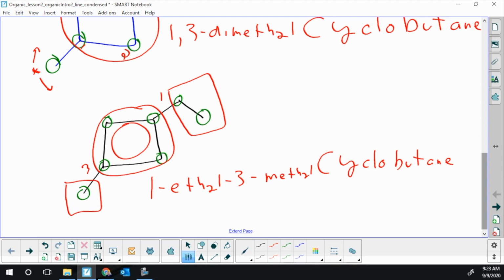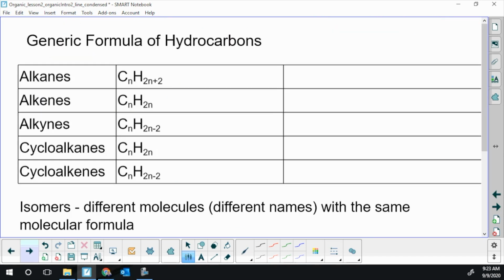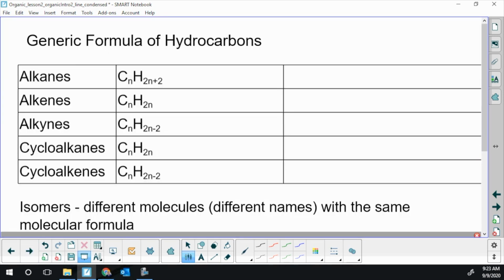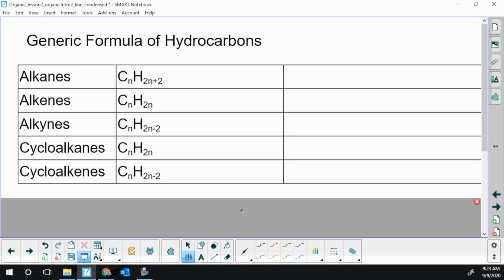I'm going to switch gears or topics a little bit and talk about some pattern recognition with all the families we've gone through so far. So the anes, the enes, the ynes, the cycloanes, and the cycloenes. And these are referred to as generic formulas. So we're going to look at patterns.